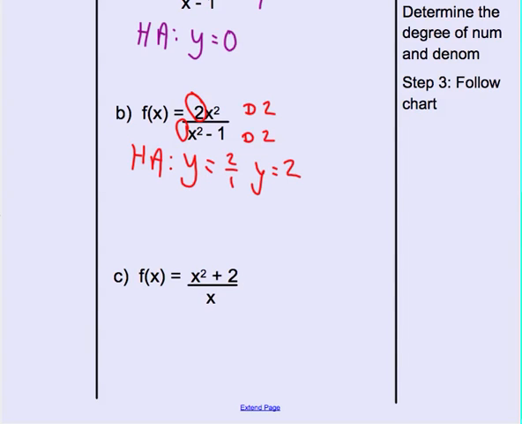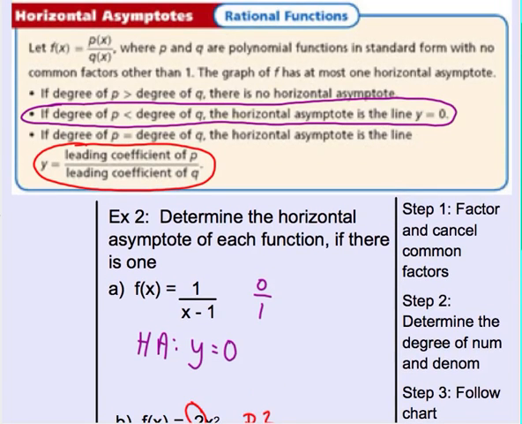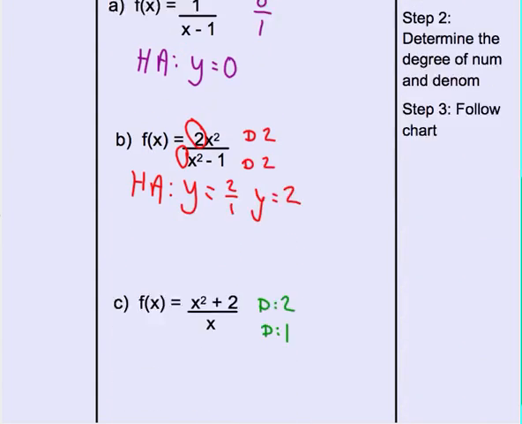The last one, factored, no common factors, so the degree of our numerator is 2. The degree of our denominator is 1. So this is the case where if the degree of the numerator is greater than the degree of the denominator, there is no horizontal asymptote.